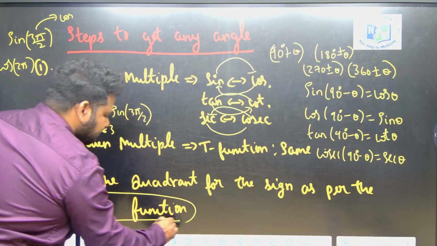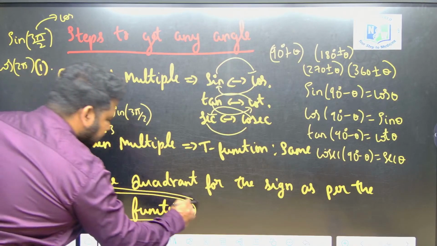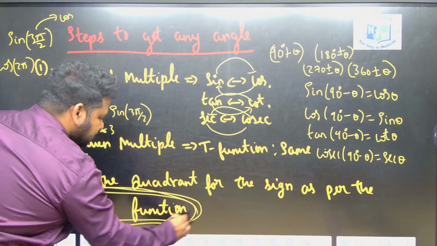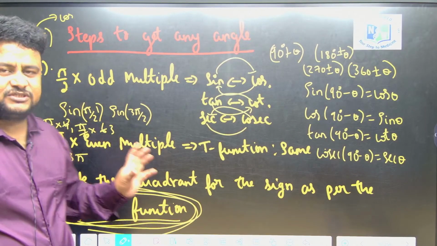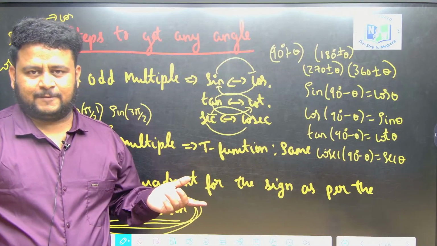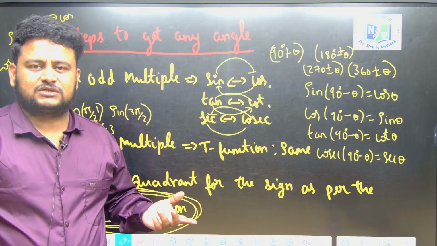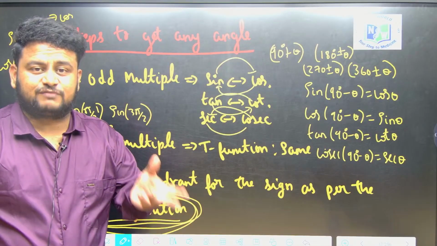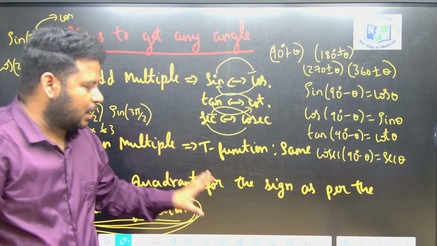As per the original function, very important. They are telling what? As per the original function, very important. Why? Because you have to check the sign as per the original function. So not from the transformed function, but from the original function. What do you mean by this?